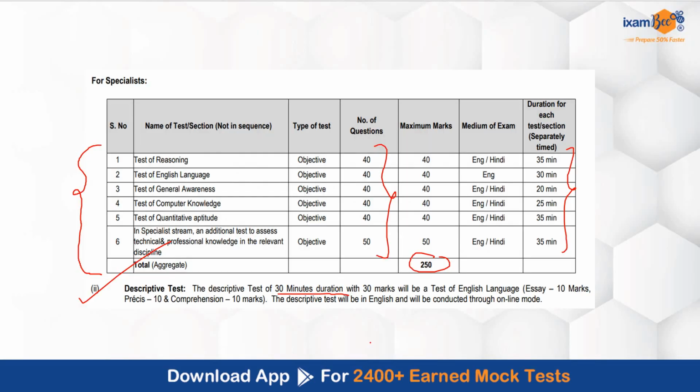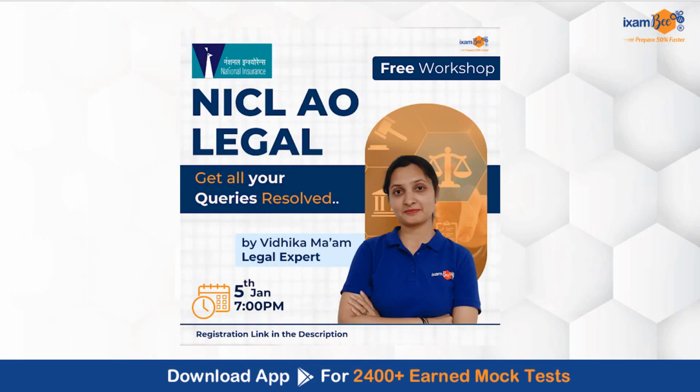If you have any queries, any doubts, I am conducting a free workshop tomorrow, 5th of Jan at 7 p.m. where we will be discussing everything related to NICL AO legal exam. Also, in this workshop, we will be discussing how you can prepare for NICL AO and GIC legal at the same time. GIC legal does not have professional knowledge part, but there is quant, reasoning, English, GA and descriptive English, which is also present in NICL AO. So in this workshop, apart from taking up queries related to NICL AO, we will also have a discussion on how you can prepare for both these exams together, what strategies you can use.